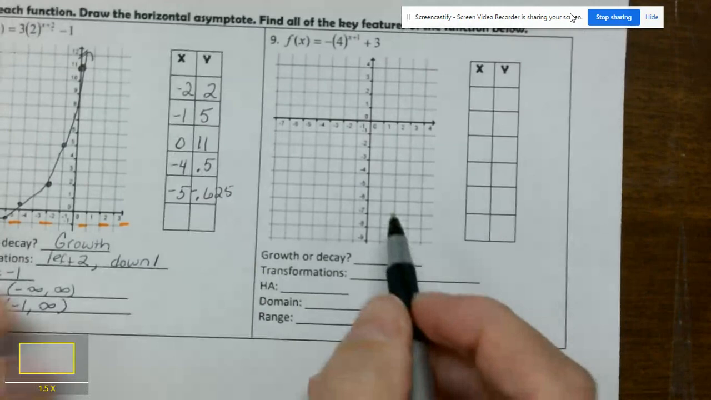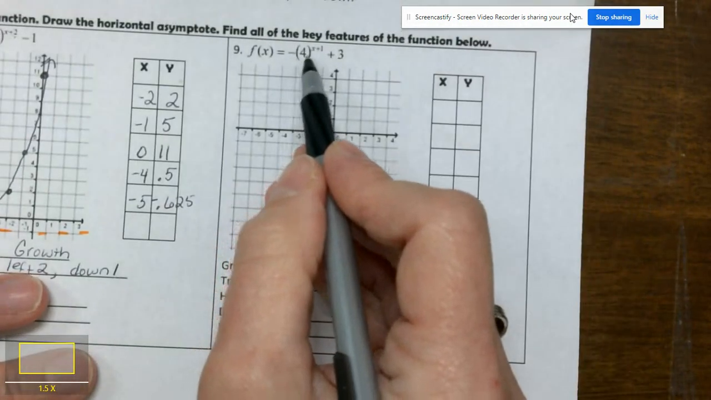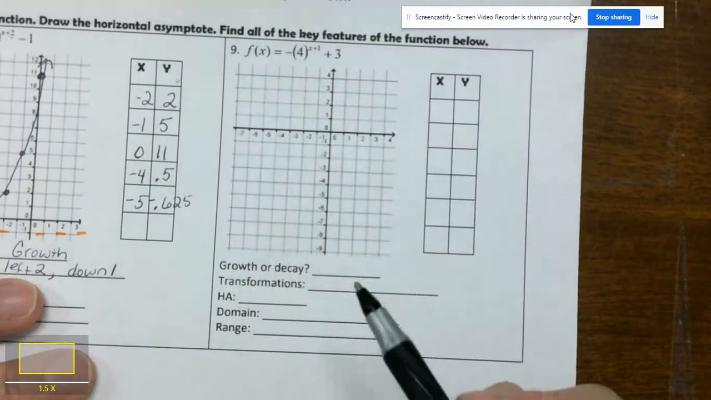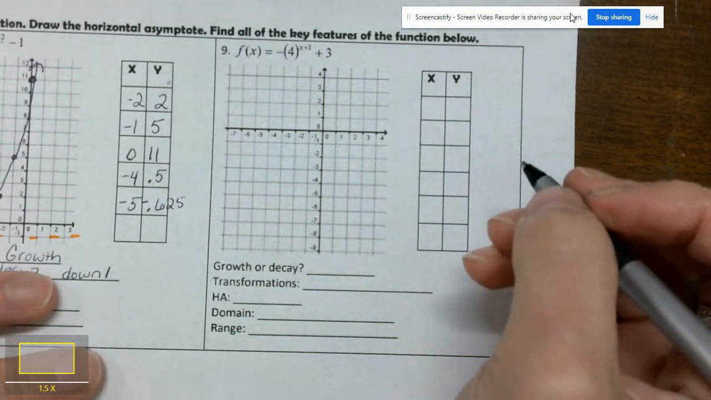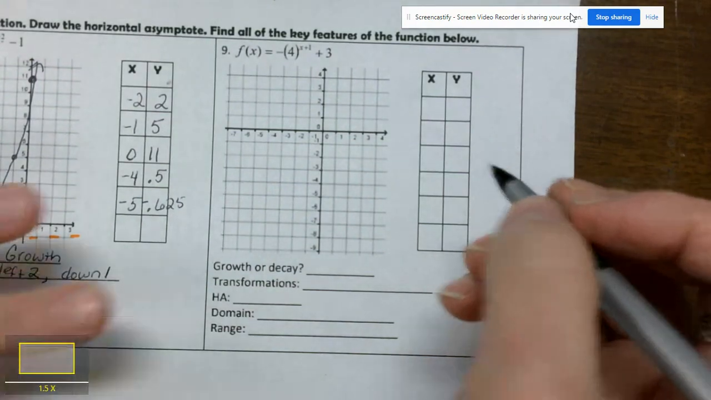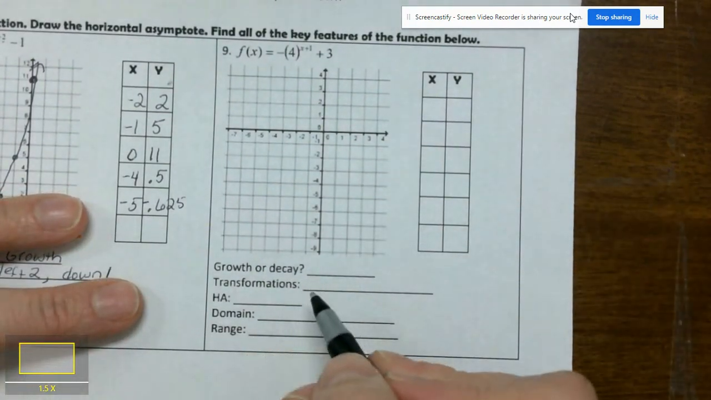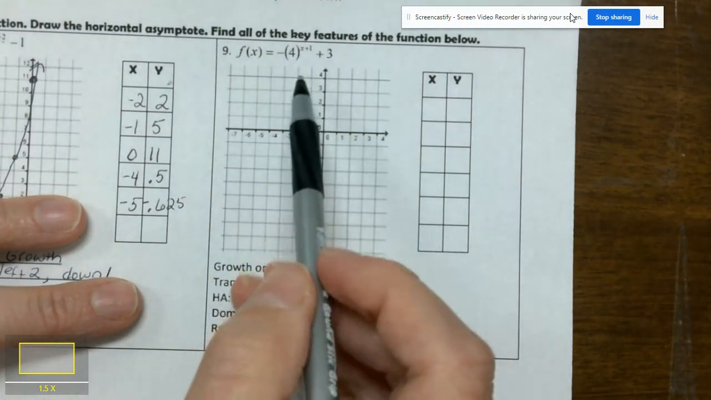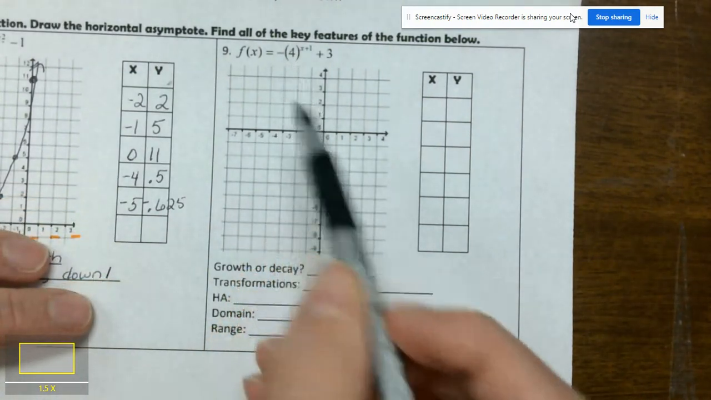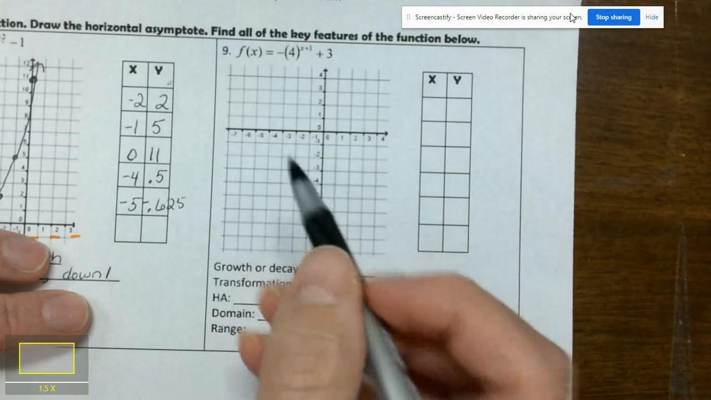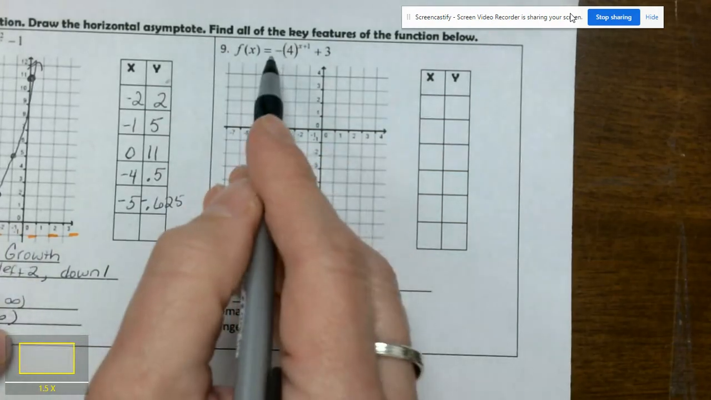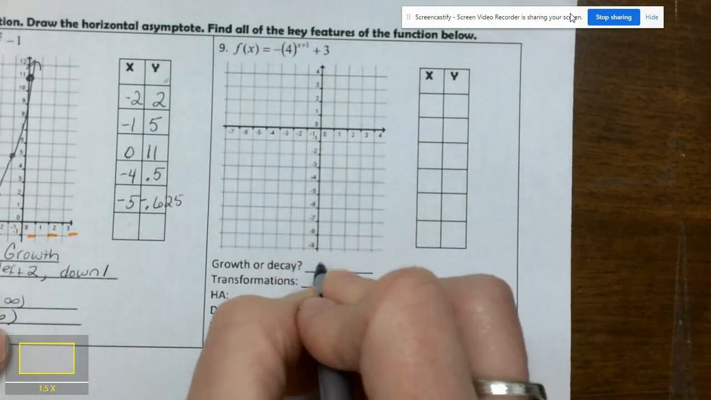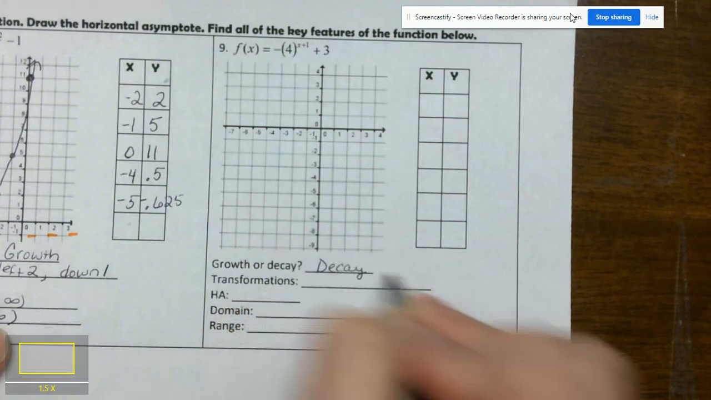Okay, let's do another one over here. Let's look at -4 to the x plus 1 plus 3. Let's see what we get here. So is this a growth or a decay function? Notice that this one is going to be a decay function, because it's a negative out front.